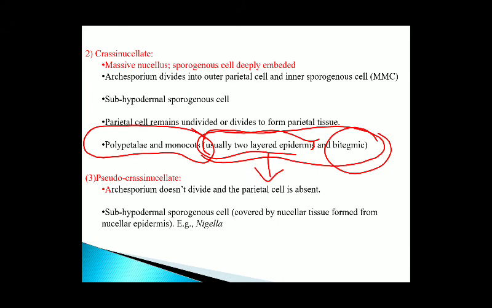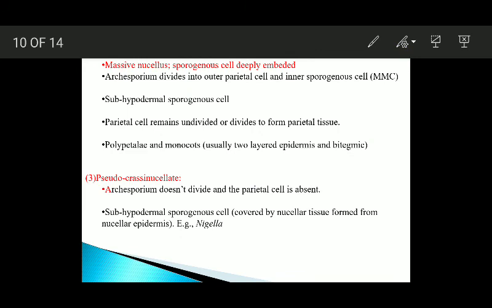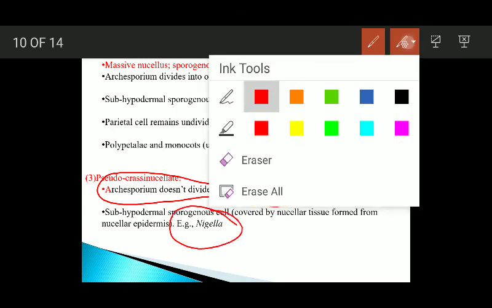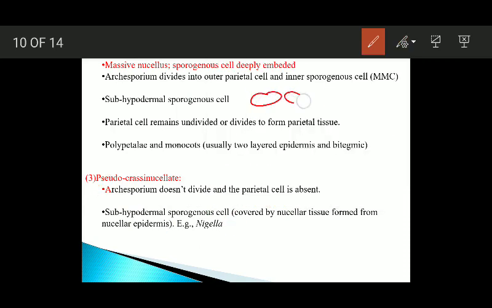Now the third one is pseudo-crassinucellate. In this condition, the archesporium does not divide and the parietal cell is absent, just like the tenuinucellate condition. But the sporogenous cell or megaspore mother cell, in this case, is also subhypodermal. It is covered by nucellar tissue formed from the nucellar epidermis. Example is Nigella. Say this is the nucellar epidermis.